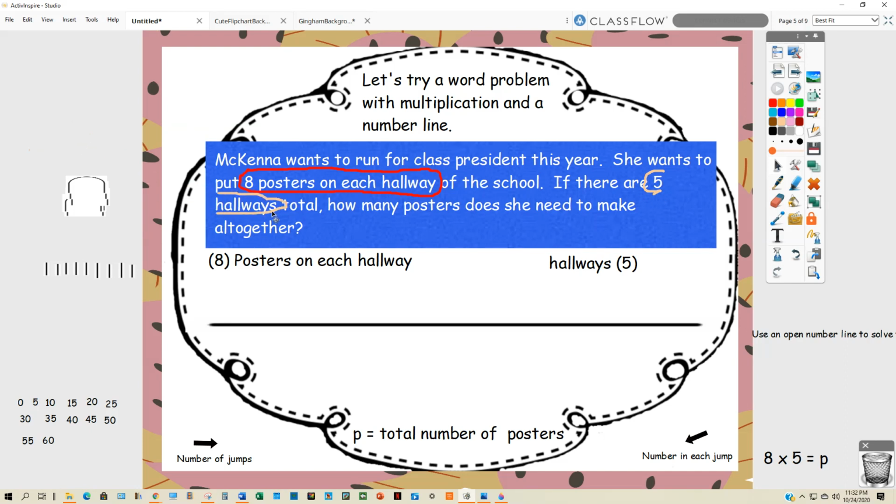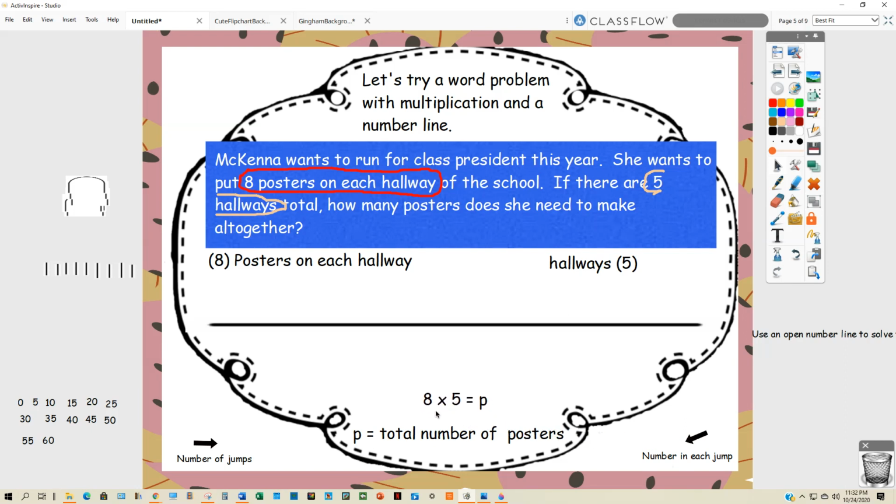There are 5 hallways. So for every single hallway, she's going to put 8 posters. Now, we need to figure out the total number of posters, which I'm using as P. We got to solve this problem. Well, to do that, I need to set up my multiplication problem.